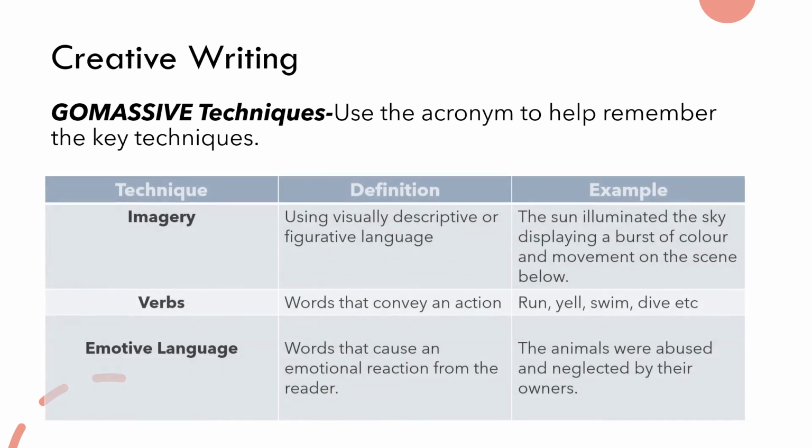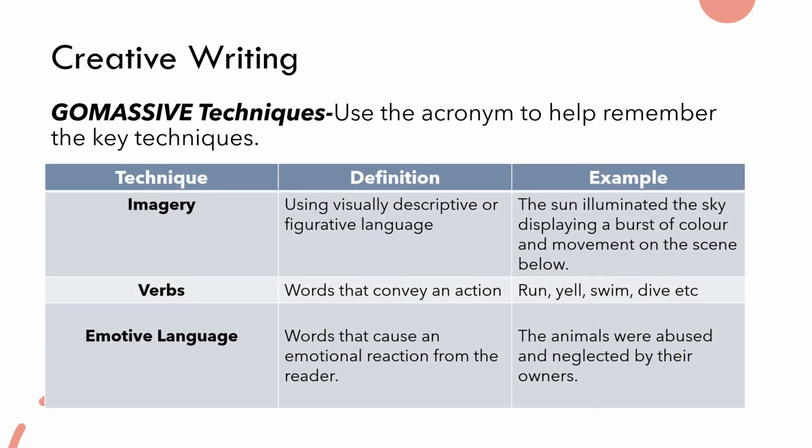Okay, and the final ones now. We have imagery, so using visually descriptive or figurative language. Verbs, which hopefully we all should be aware of, words that convey an action, and emotive language. A lot of the time people struggle with this last one, emotive language. They think it might be things like love and hate, but really it's actually words that invoke an emotional reaction from the reader. So if you can look at the example there, we've got words like abused and neglected, which are very powerful, very negative words that would have quite a big impact on the reader as they took those words in.